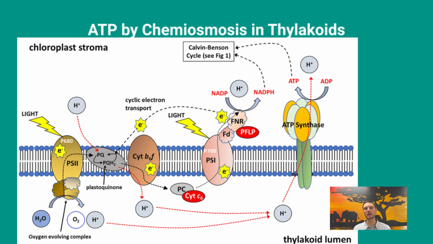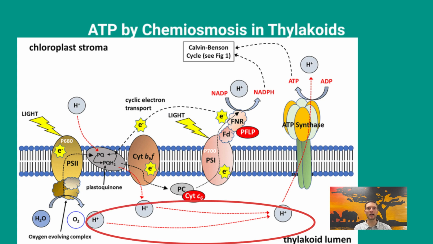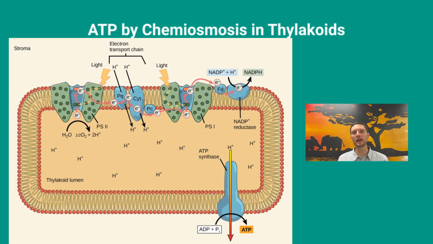The concentration gradient of the protons is essentially a store of potential energy, and the result of this electron transport chain is this proton gradient, which produces a high concentration of protons in the thylakoid lumen. Within the thylakoid membrane is a protein called ATP synthase that we've seen before, and it uses the potential of those protons, their energy, to create ATP.